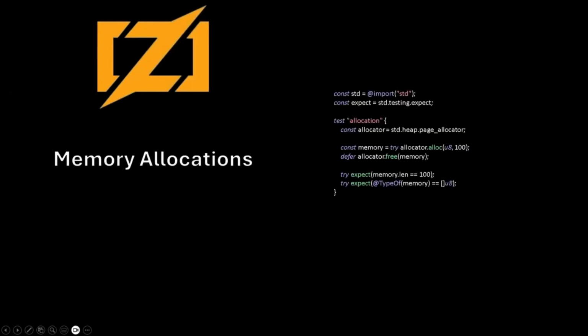In Zig, memory allocation is easier than in C. You can see here: allocate of type u8, 100 bits or bytes, whatever that is. Defer allocator free memory: at the end of the scope, it's just going to deallocate and free the memory. That's very cool.